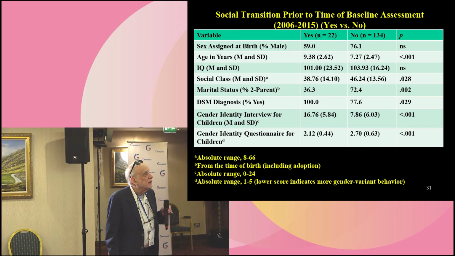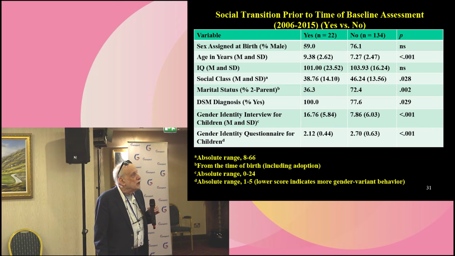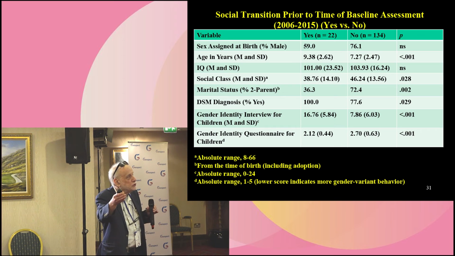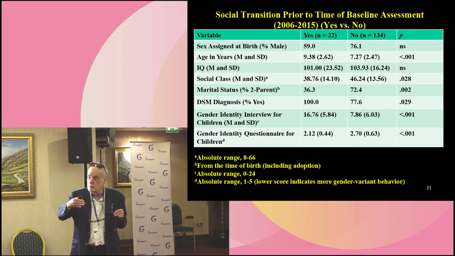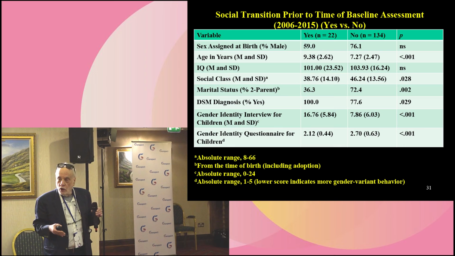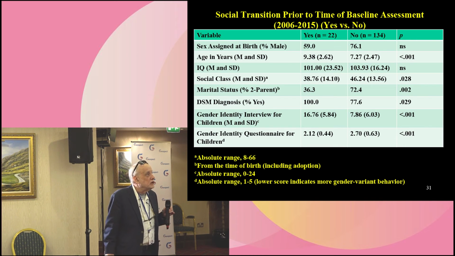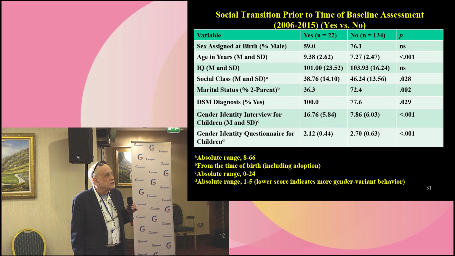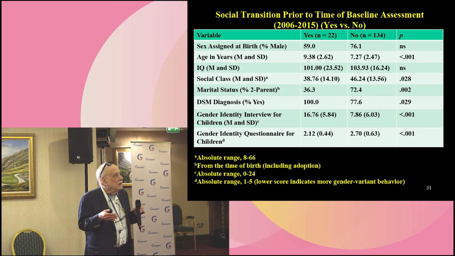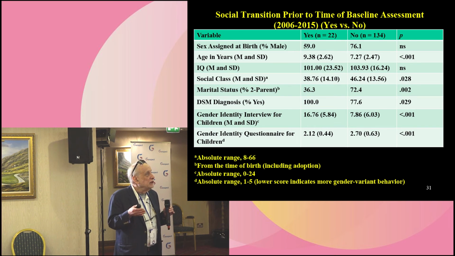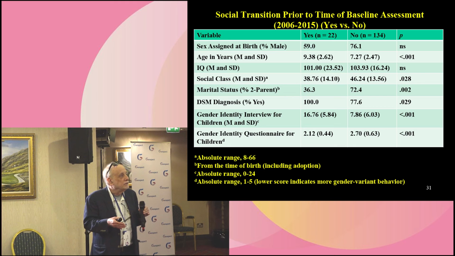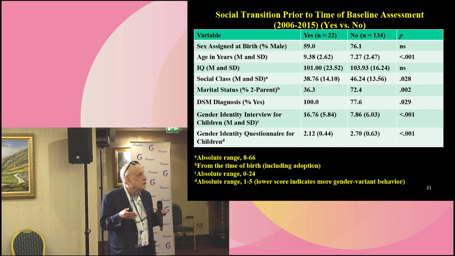And I took a peek at some variables comparing the 22 who had socially transitioned before we saw them against the 134 who hadn't. The percentage of males and females who had socially transitioned wasn't significant. The ones who had socially transitioned were significantly older, 9 versus 7, similar in IQ. They came from, on average, slightly lower social class background. They were way more likely to not be living with two parents.